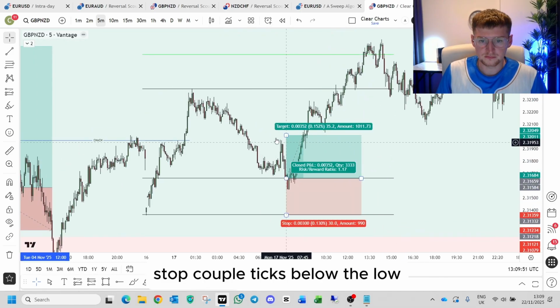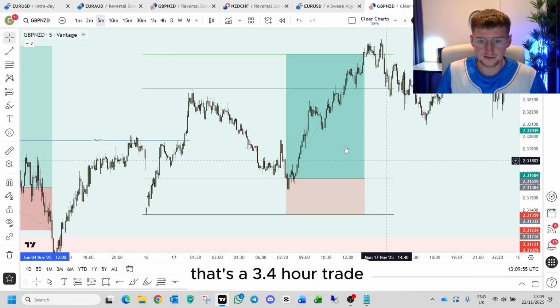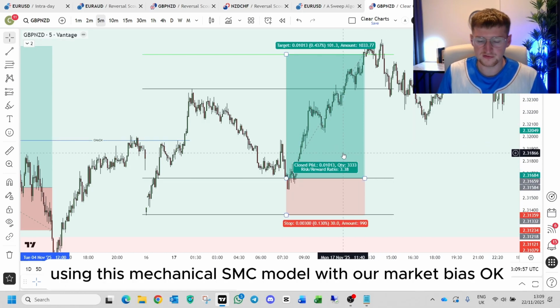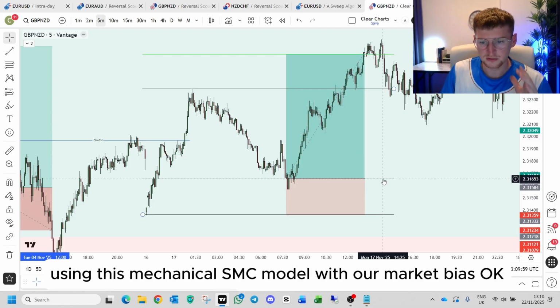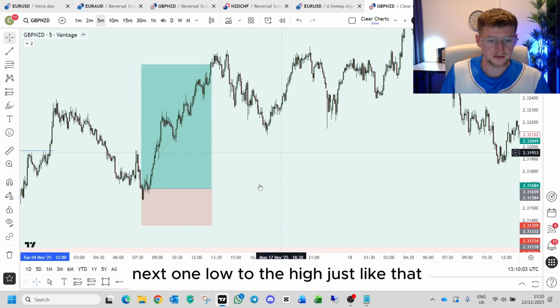Have stop a couple ticks below the low, TP all the way up there, and there you go, bang. That's a 3.4 hour trade using this mechanical SMC model with our market bias. Okay, next one, low to the high, just like that.